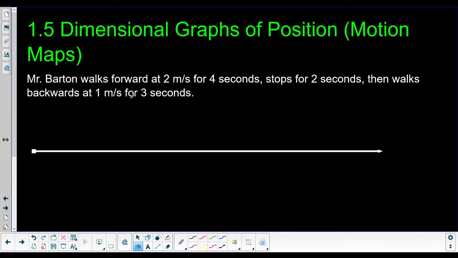So let's read this question. It says, Mr. Barton walks forward at 2 meters per second for 4 seconds, stops for 2 seconds, then walks backwards at 1 meter per second for 3 seconds.